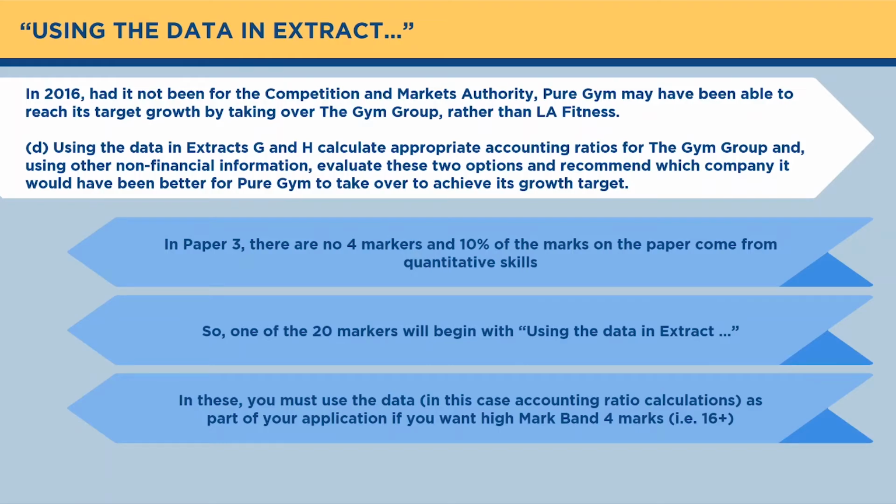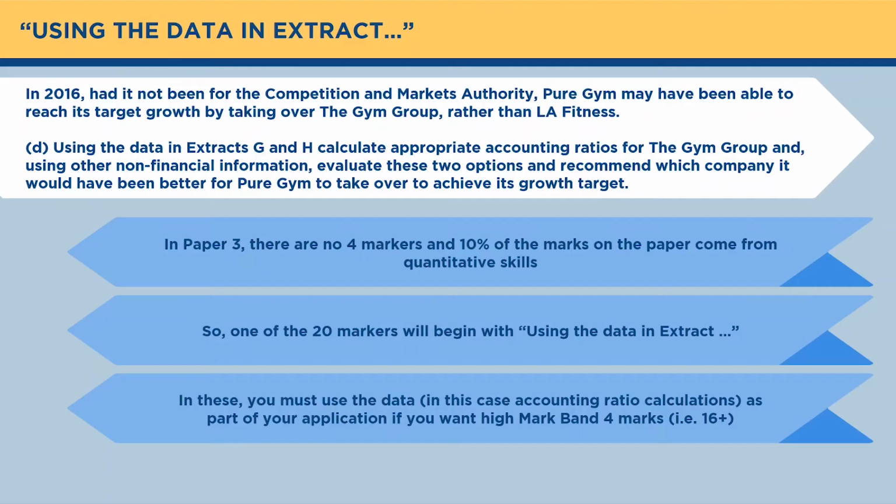Well, that's usually in paper 1 and 2 found on the 4 markers through those calculate questions that we talked about in part 2. There's no 4 markers on this paper, and so as a result, one of the 20 markers is going to require you to use numbers. And the clue to which one that is is where it starts with "using the data in extract" whatever. In this case, it says "using the data in extracts G and H, calculate appropriate accounting ratios". So it's telling you what to do. You need to use accounting ratio calculations as part of your application.